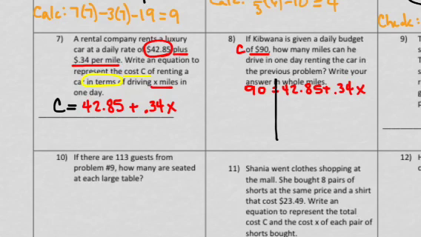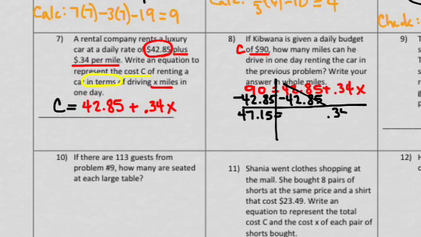So I am going to subtract the $42.85 from both sides. And remember, we want to get the X by itself. And you would grab a calculator to do this problem. This is not a problem I would expect to be done in your head. So we get 90 minus 42.85 is 47.15 is equal to, these canceled, so just 0.34x. To get x by itself, I have to divide by 0.34.